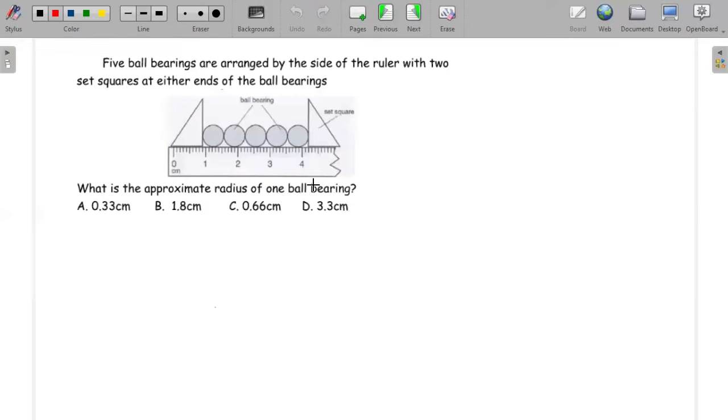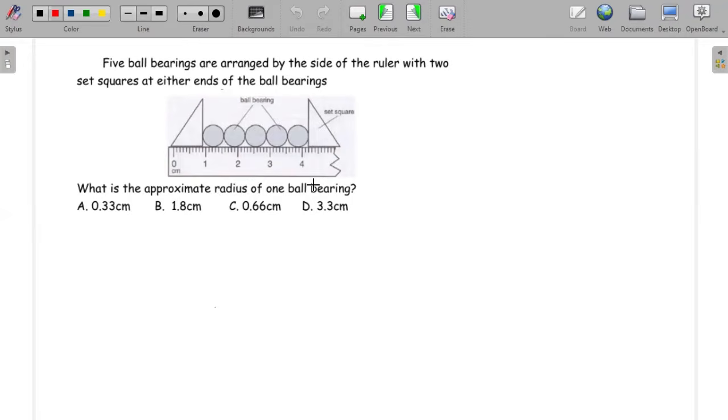Okay, we can move on to the next one, which is saying five ball bearings are arranged by the side of a ruler with 2 set squares at either end of the ball bearings. What is the approximate radius of one of the ball bearings? Okay, so this is also another very, very simple question. They're asking us, what is the radius of each ball? So what are we going to do first? Anyone who has an idea?